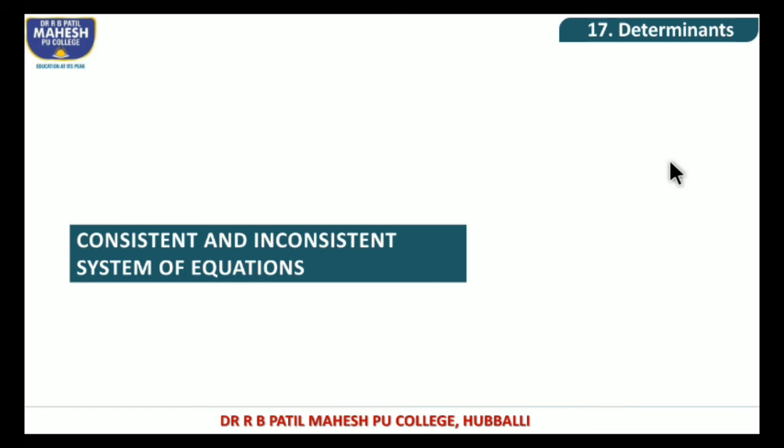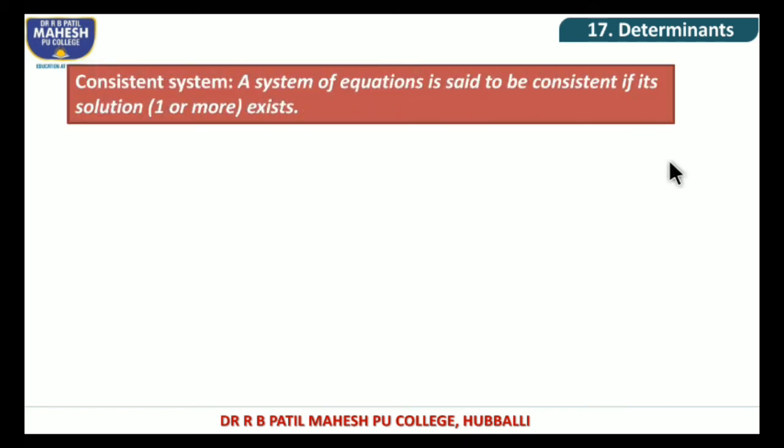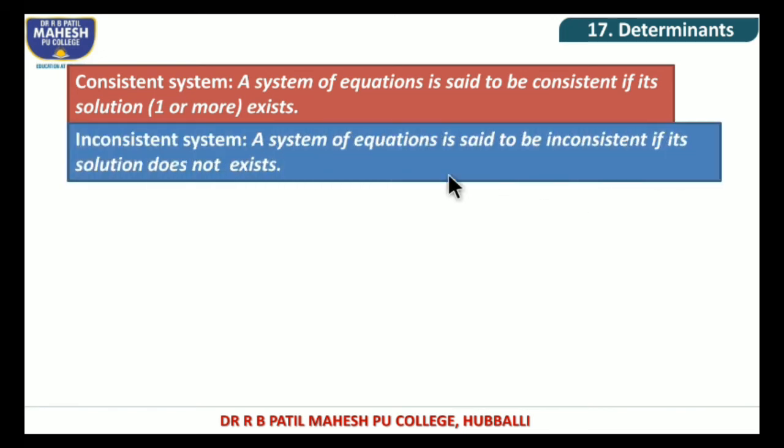Let me discuss consistent and inconsistent systems of equations. What do you mean by a consistent system? A system of equations is said to be consistent if its solution, one or more, exists. Whenever that system of equations has a solution, it may be one or more solutions, then the system of equations is said to be consistent. Otherwise, an inconsistent system means the system of equations is said to be inconsistent if its solution does not exist.